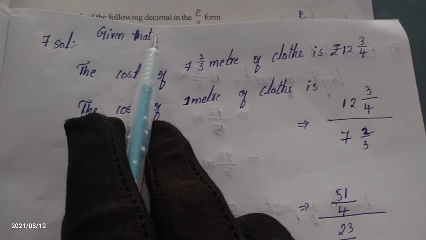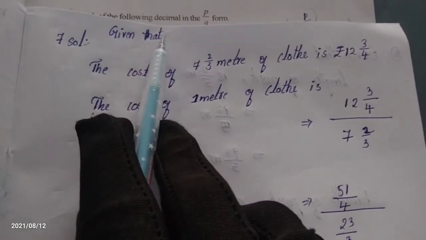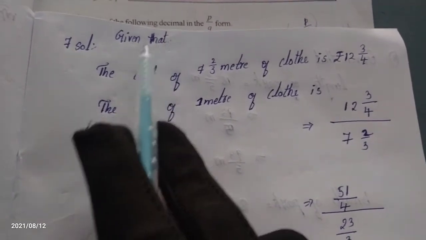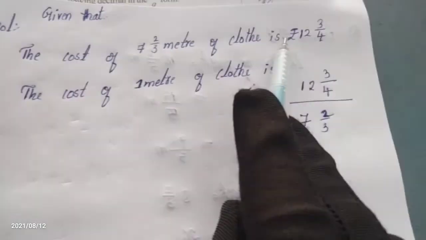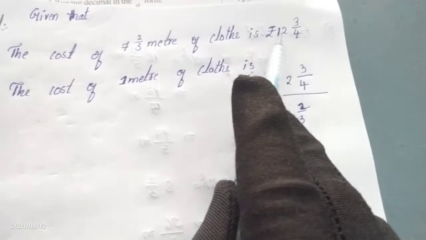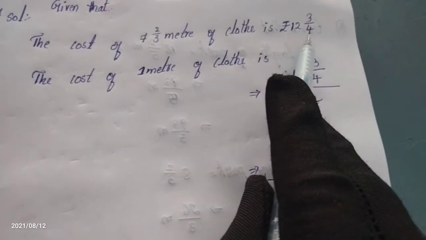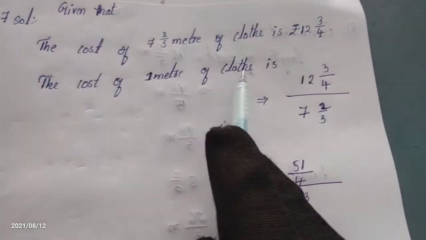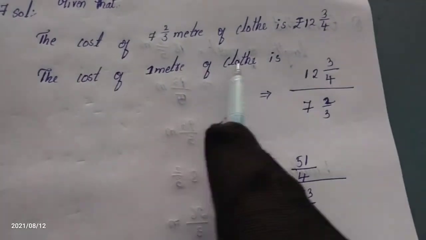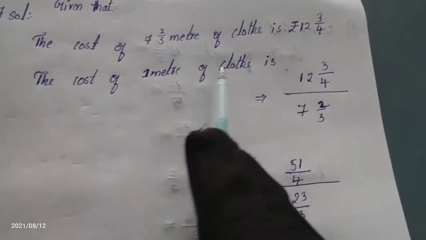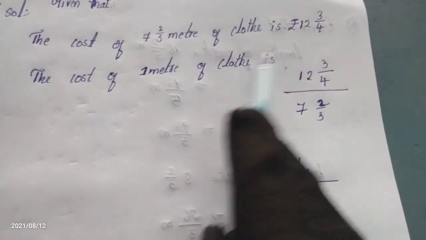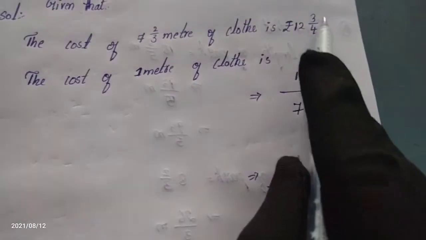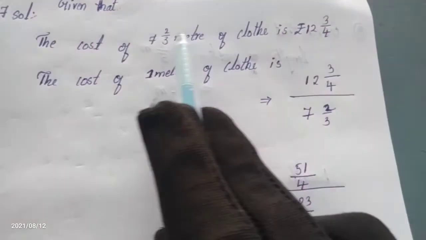What is given? Whatever is given in the question, you have to write in the answer first. The cost of 7 2/3 meters of cloth is 12 3/4 rupees. What do we have to find? We have to find the cost of 1 meter of cloth. How much rupees is for 1 meter of cloth? How can we find the value? We have to divide the rupees by the cloth.